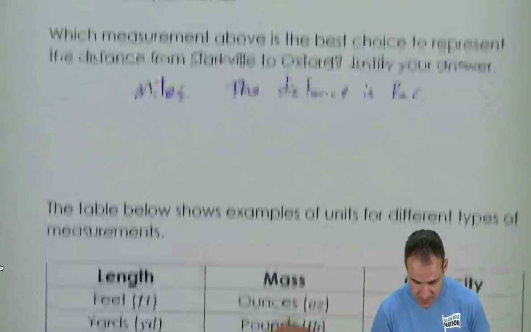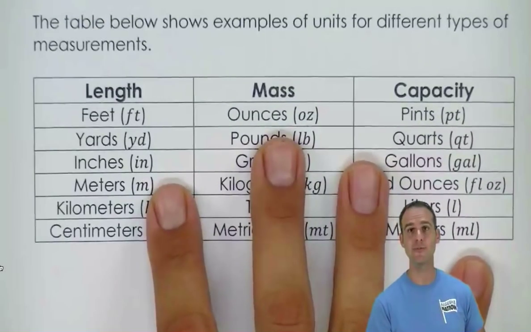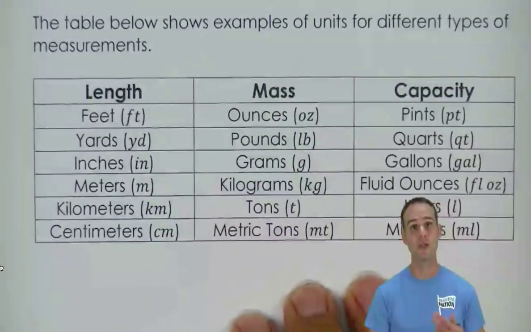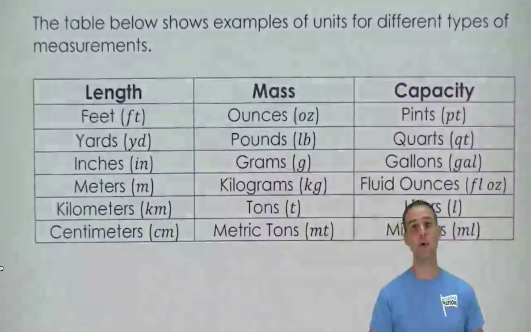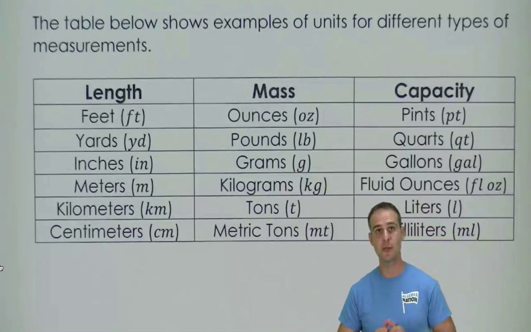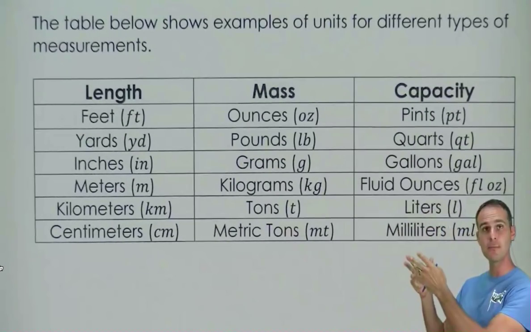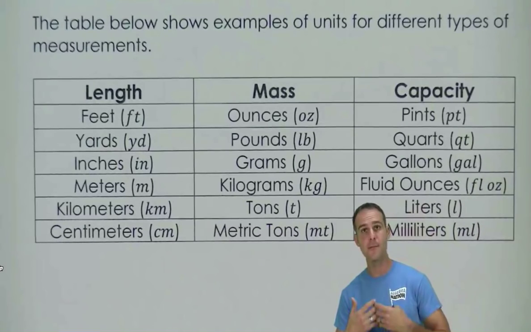Now, the table below shows examples of units for different types of measurements. So we have length, mass, and capacity. We're going to be using some of these in this video, but this is a nice running list for you to remember the differences for length, mass, and capacity.